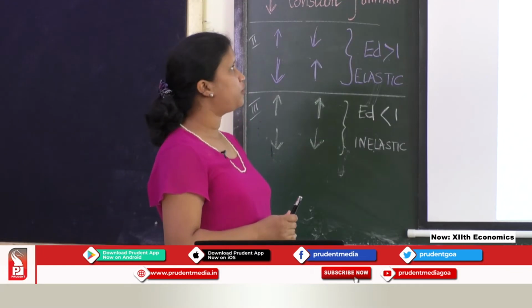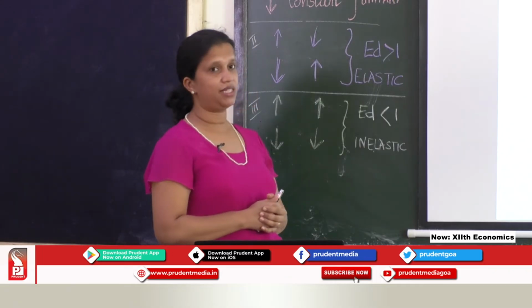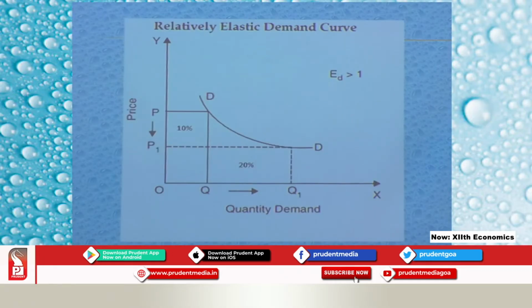Now, what would be the shape of the demand curve? Now, in this case, it is a regular demand curve, a downward sloping demand curve. Now, the only difference is that this demand curve has a flat shape. So, if we had to draw a demand curve this way, okay, for relatively elastic demand, the curve tilts a little this side and it becomes flat.